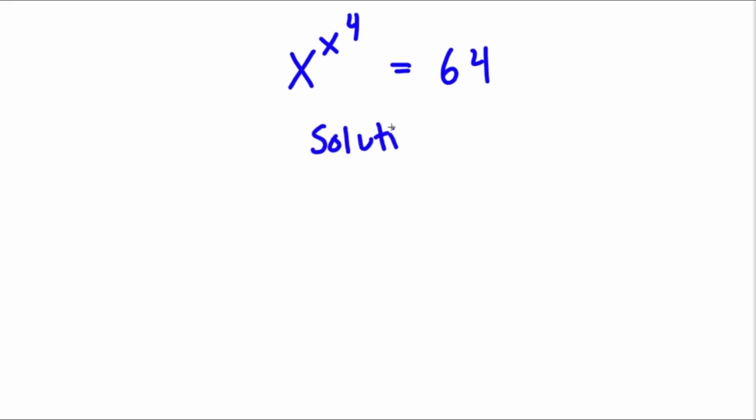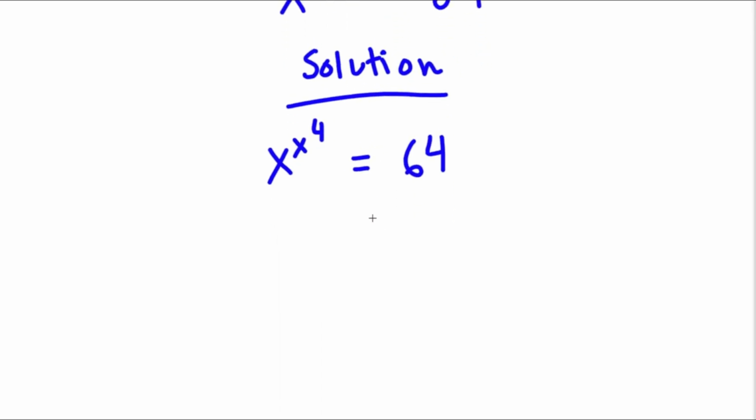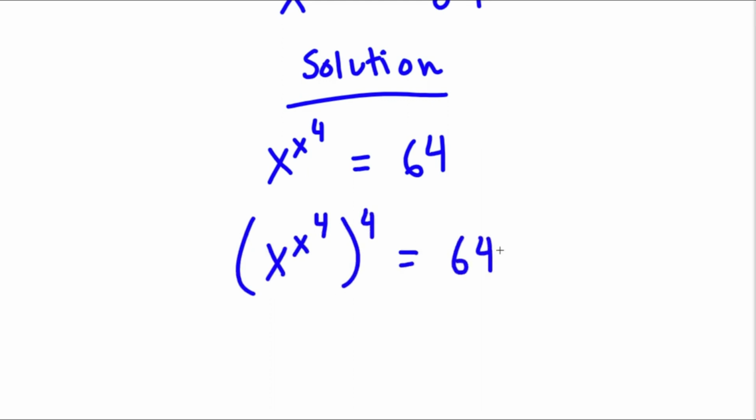Now for our solution here, I start with x to the power of x to the power of 4 is equal to 64. Now I'm going to take the power of 4 on both sides. So now I have x to the power of x to the power of 4 to the power of 4 is equal to 64 to the power of 4.